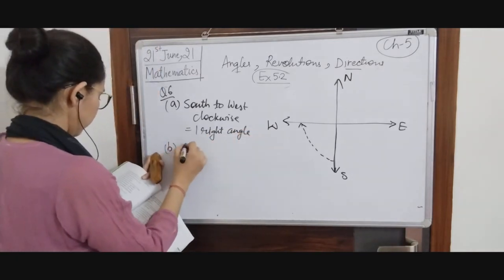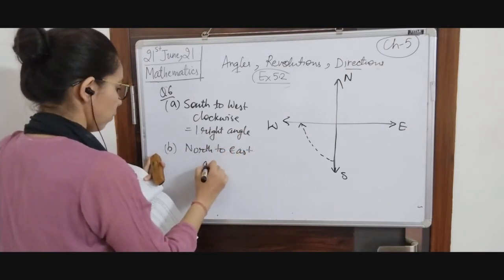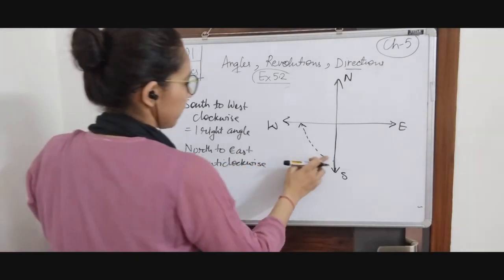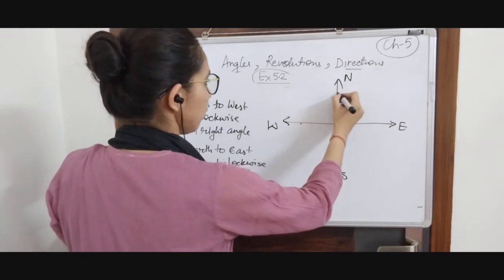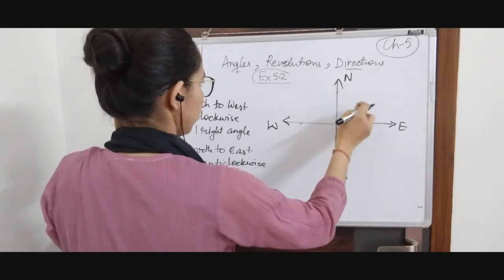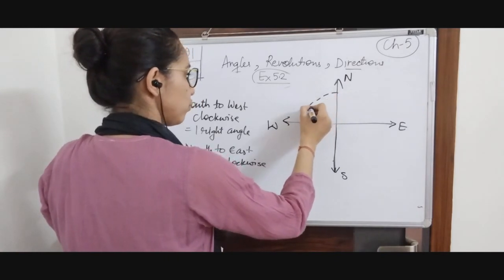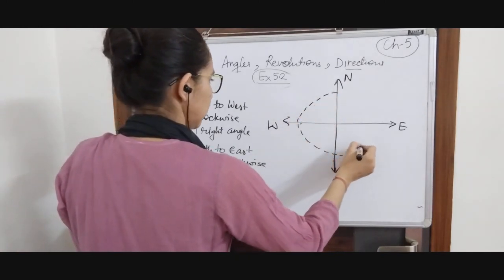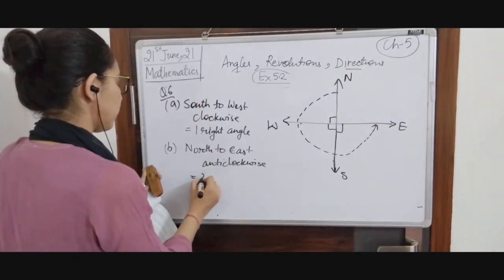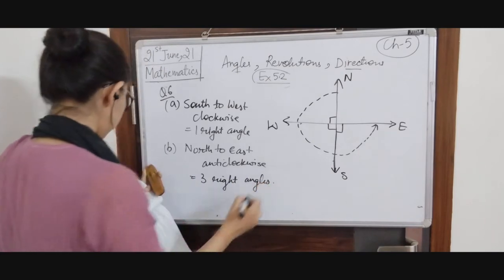Then B is north to east anti-clockwise. We have to take care of directions also. Now, where is north? We are starting from here. We are turning towards east, but this direction will be clockwise. You have to turn anti-clockwise. So north to east anti-clockwise: 1 right angle, second, third. So how many right angles did we cover? 3 right angles.